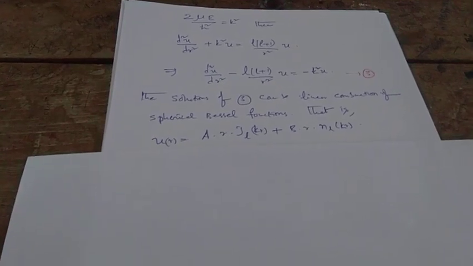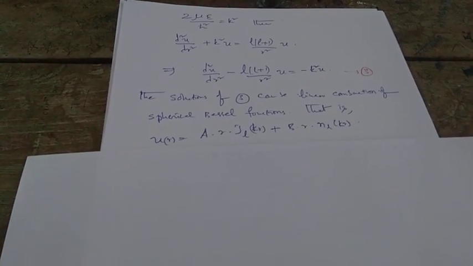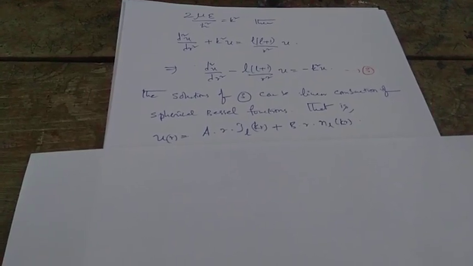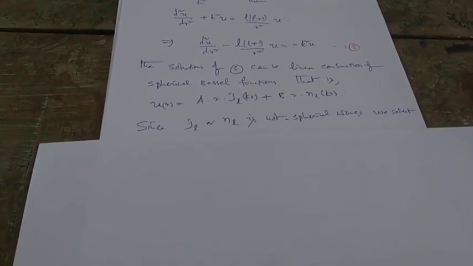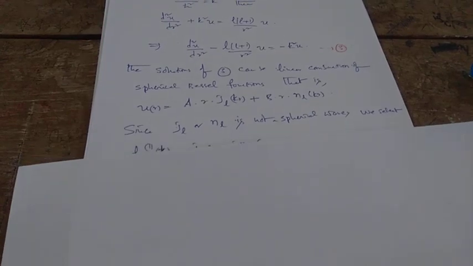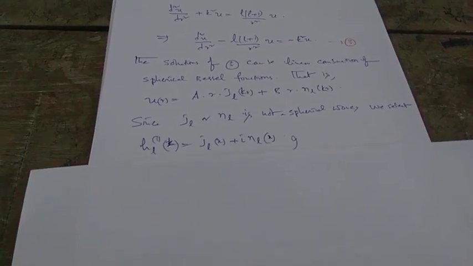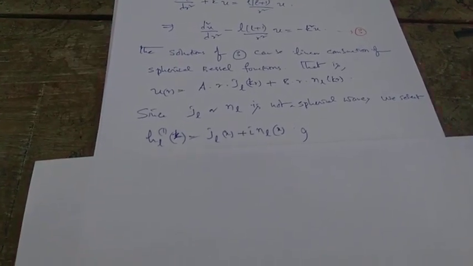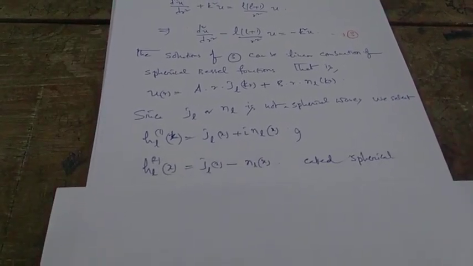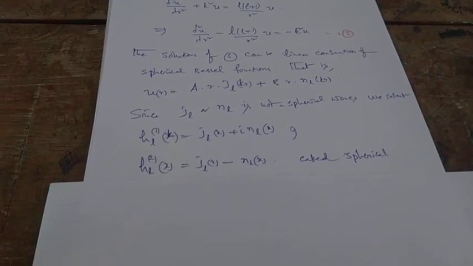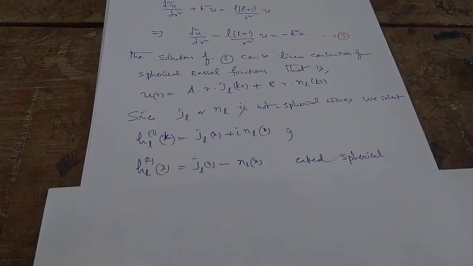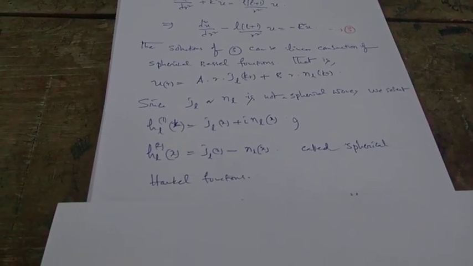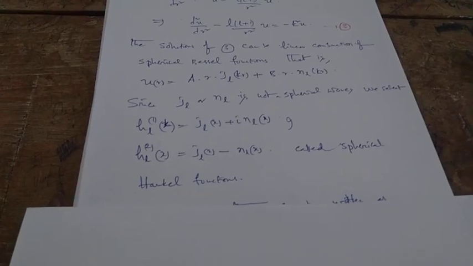as u of r. So we can write u of r is equal to some constant a into r into j_l of kr plus b into r into n_l of kr. But these functions j_l and n_l are not spherical waves. So we select a linear combination of these such that j_l(x) plus i into n_l(x) is equal to a function called h_l superscript 1 of x, and the other one is j_l minus i n_l as h_l^2, and these h_l^1 and h_l^2 are called spherical Hankel functions of the first kind and second kind.